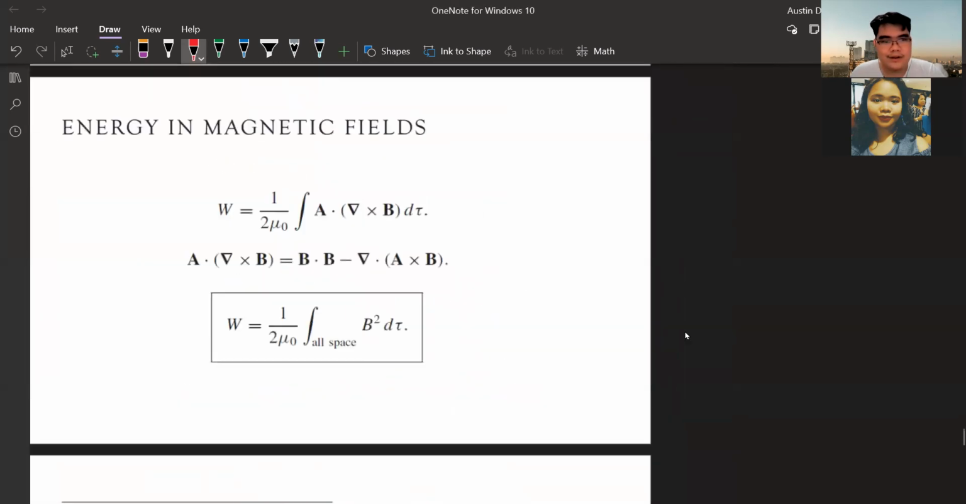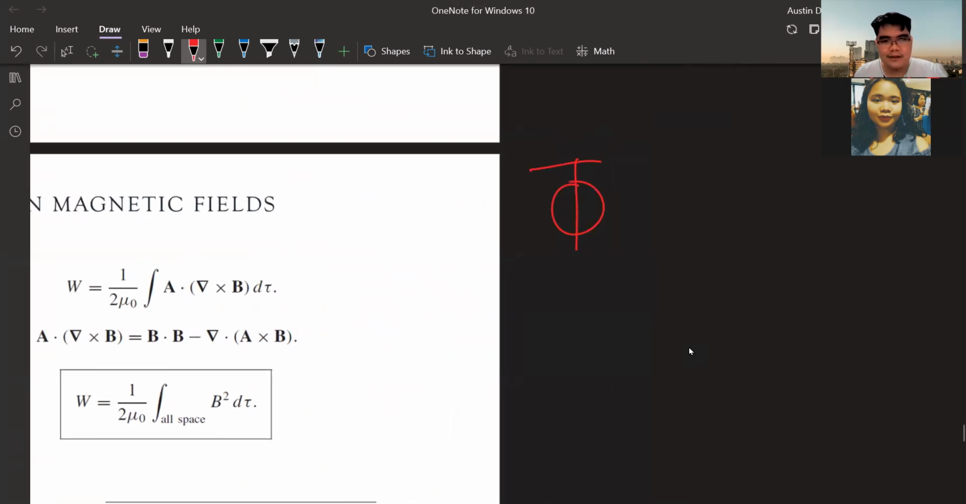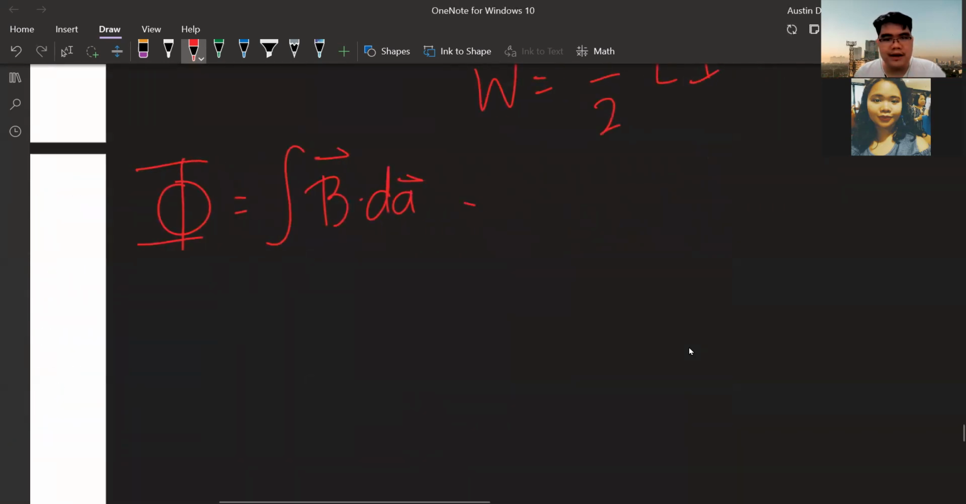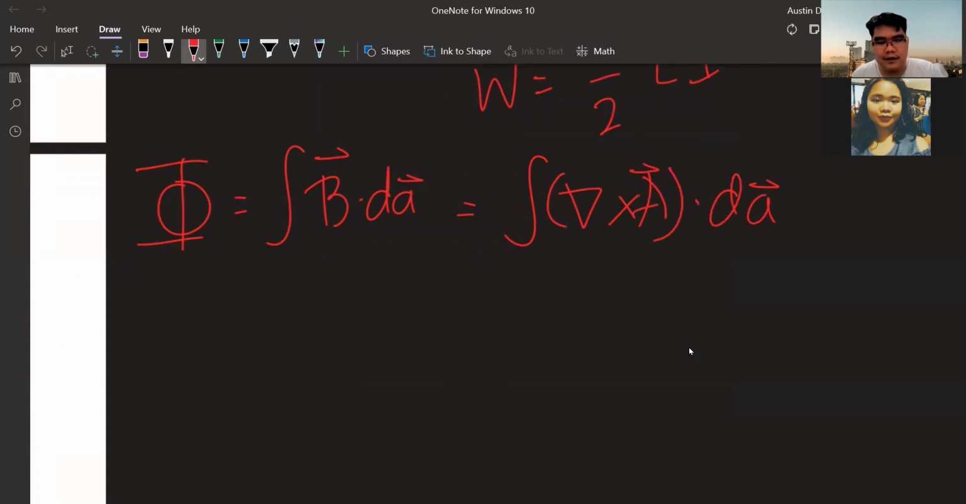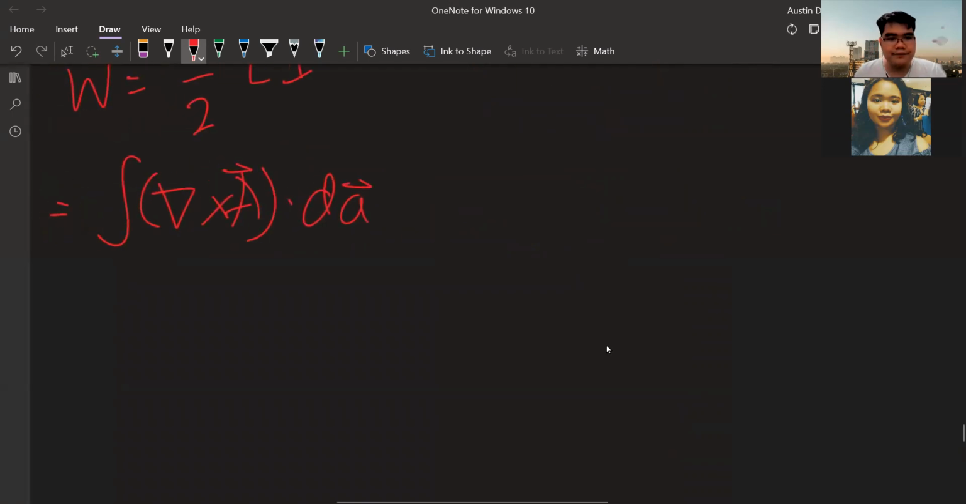So, let's try to do this. Balik tayo sa definition ng flux natin. This is integral of B dot dA. B can be written down as del cross A. Tama? Dot dA. Okay ba yun? Tama? And then, by Stokes' theorem, we actually have this as A dotted with dl. Okay.